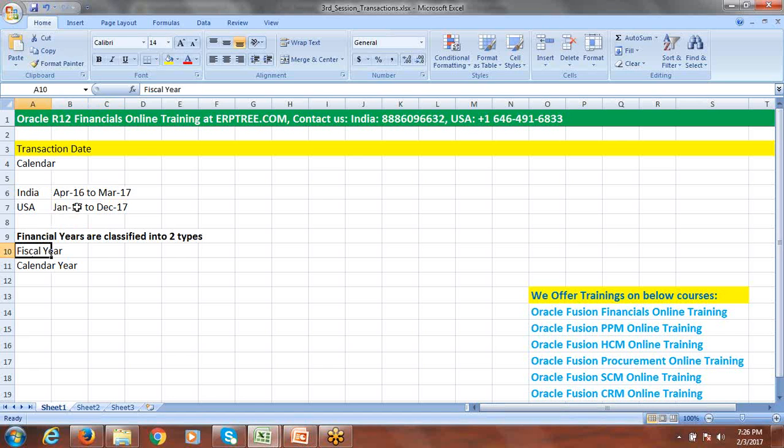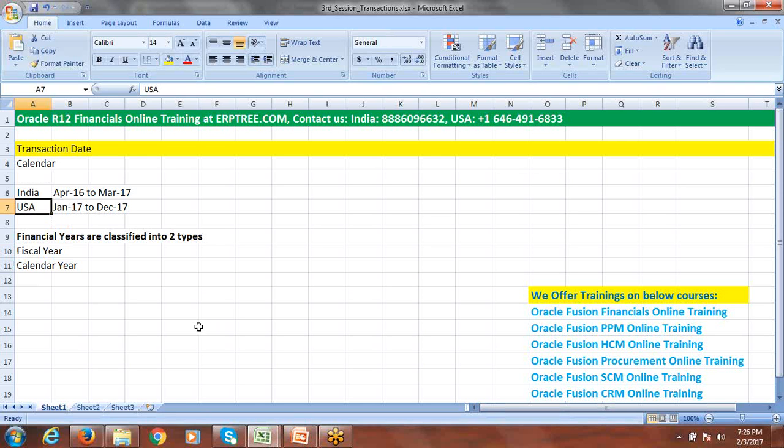And if the financial year is starting and ending in the same year, that we call a calendar year. So what is the best example for fiscal year? Which country's financial year do we call a fiscal year? India. So the best example for calendar year is USA.